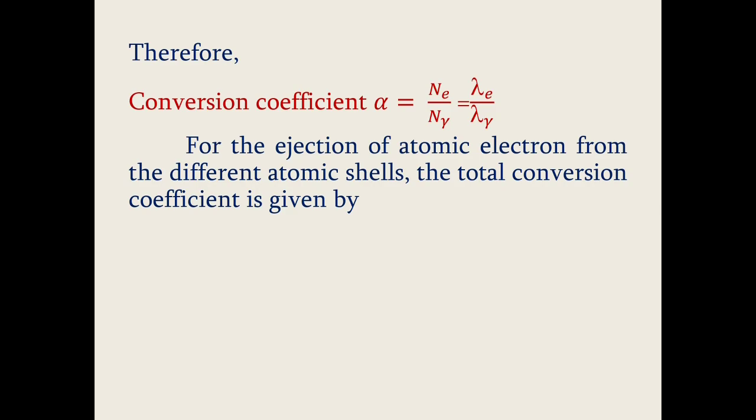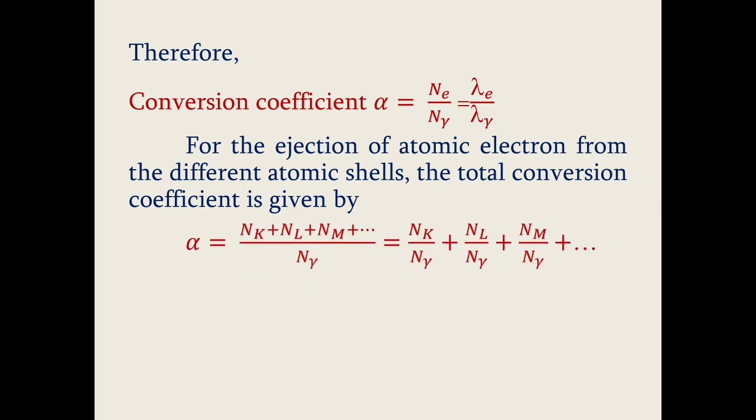So this is in general. If we take it for the K shell, L shell, M shell, for the ejection of atomic electrons from the different atomic shell levels, we can write the total conversion coefficient as alpha equal to Nk for the kth shell, and Nl to include the lth shell, and Nm for the mth shell, the whole divided by the number of gamma rays emitted during the same time. So splitting up, we can write Nk by N gamma plus Nl by N gamma plus Nm by N gamma.